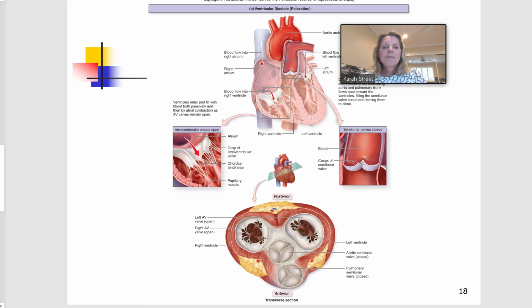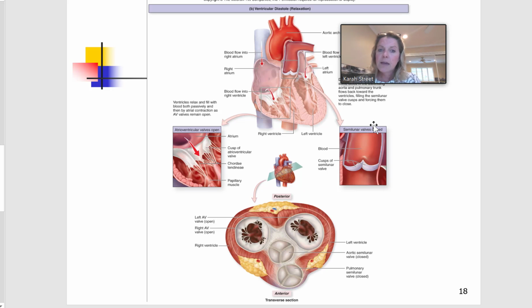So I am going to start here with this picture. This picture showing you ventricular diastole, relaxation. Look at this top picture and look carefully at those red arrows. The heart is in diastasis right now. Everything is relaxed.